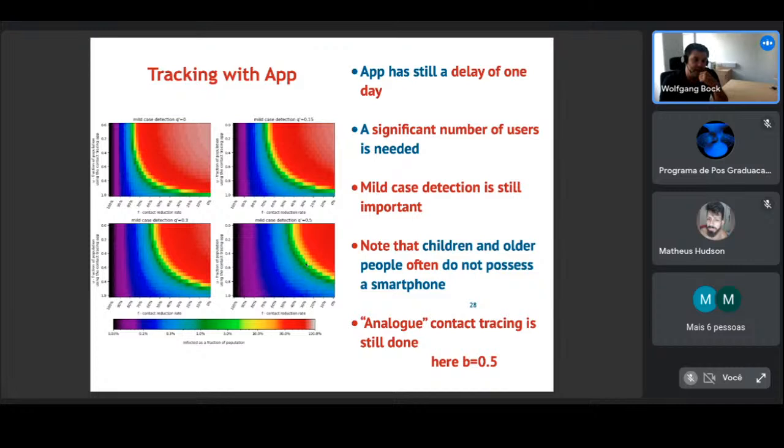But therefore you would need 50% of the mild cases you find. So you need actually a lot of people having this app, because you see here you have something like a vertical line, and if you have just 40%, like we had in Germany using this app, it doesn't really contribute a lot.